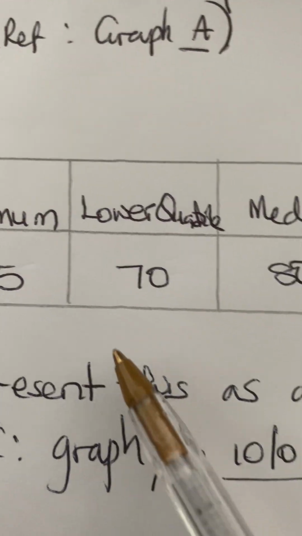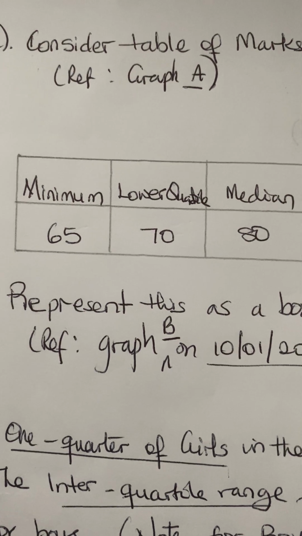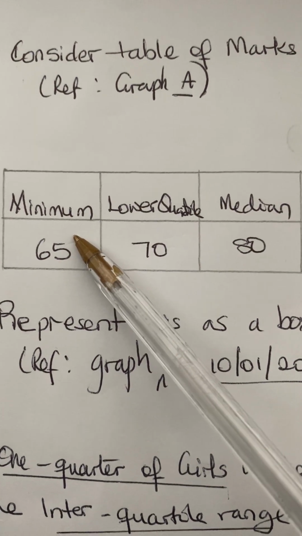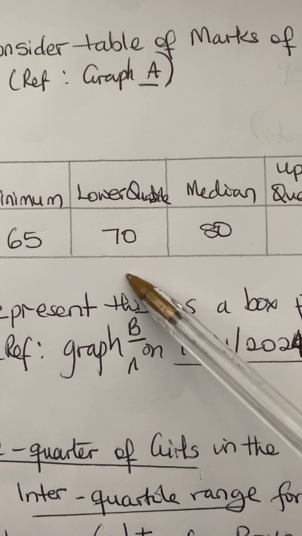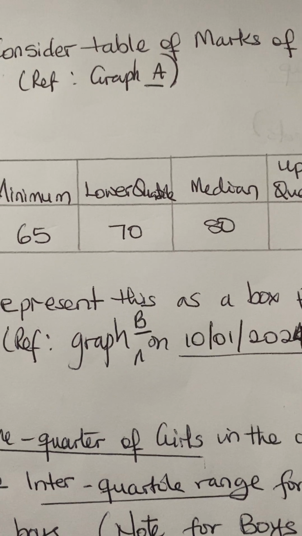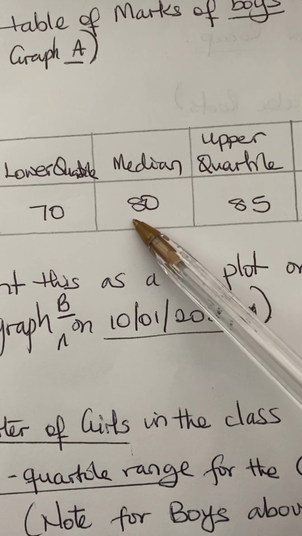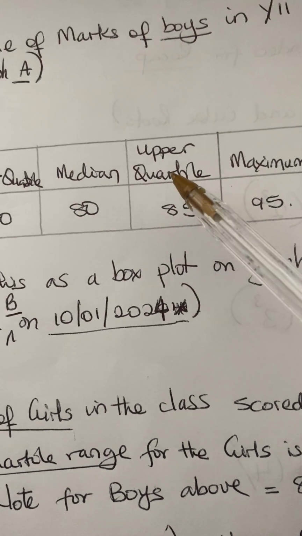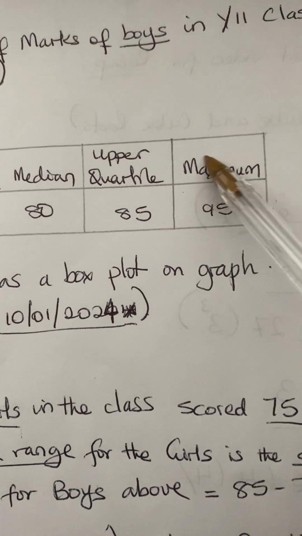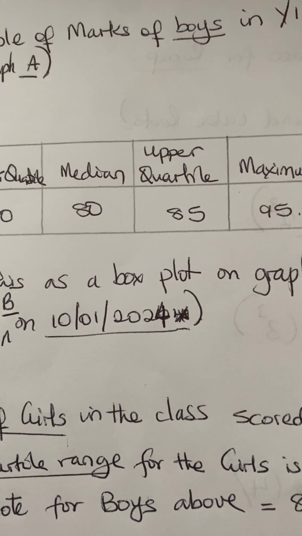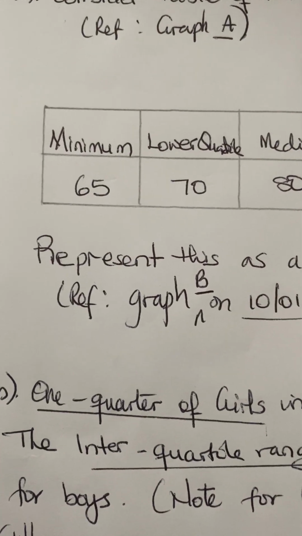So this is how you read the table. Okay, this is what it means here. So the minimum mark, the lower quartile is the first 25% from the low mark. The median mark is the middle mark. The upper quartile is the first 75%, and the maximum mark is 95. Straightforward, okay. But we'll do videos on this.